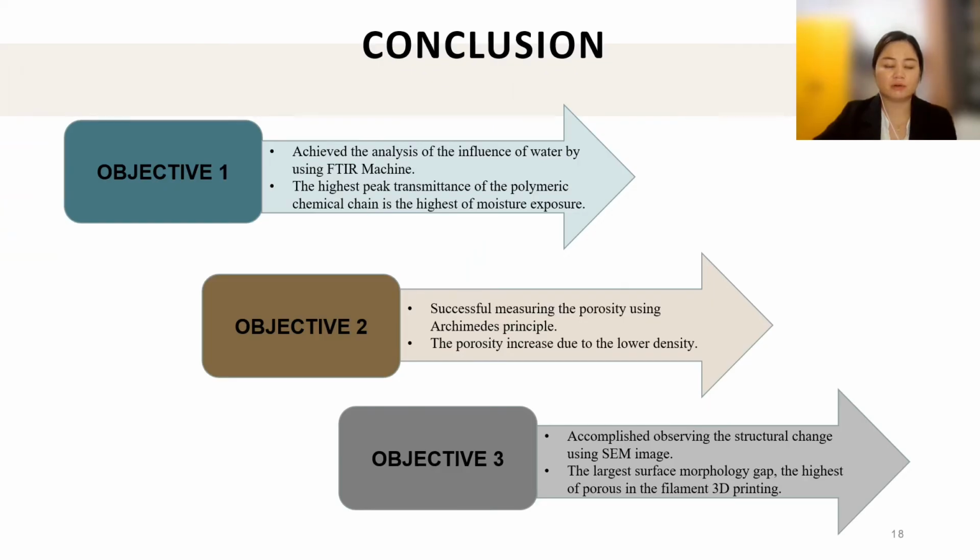In conclusion, Objective 1: achieved the analysis of the influence of water by using the FTIR machine. The highest peak transmittance of the polymeric chemical chain corresponds to the highest moisture exposure. Objective 2: successfully measured the porosity using the Archimedes principle. The porosity increased due to the lower density. Objective 3: accomplished observing the structural change using SEM. The large surface morphology gave the highest porosity in the 3D printing filament.